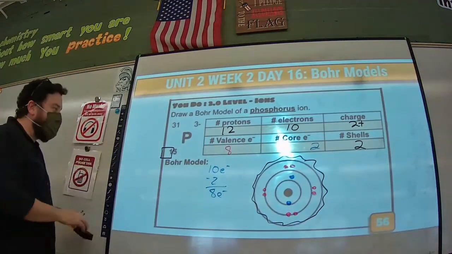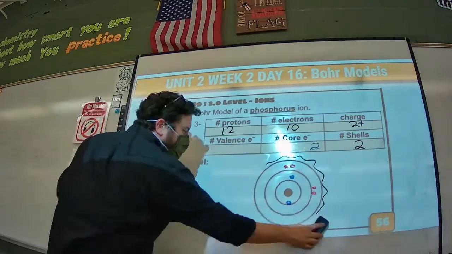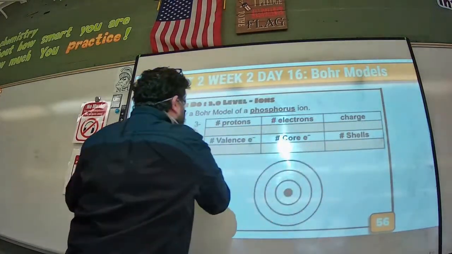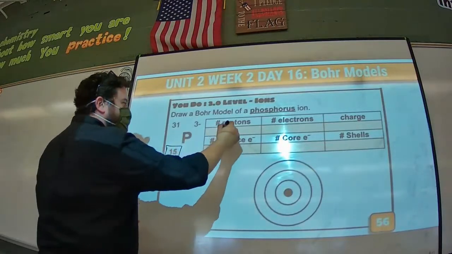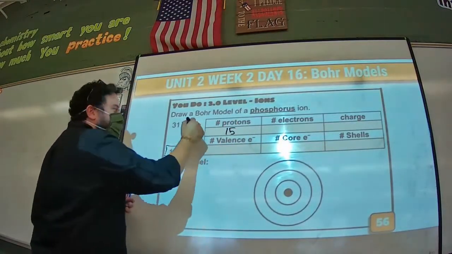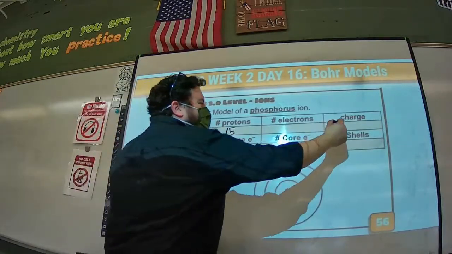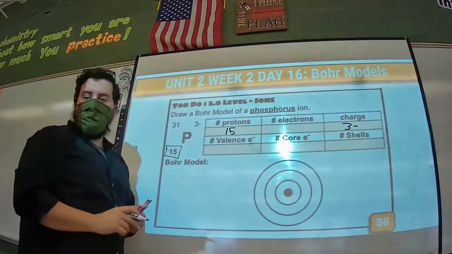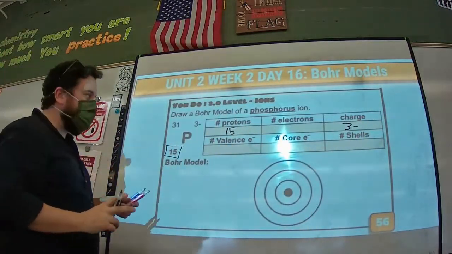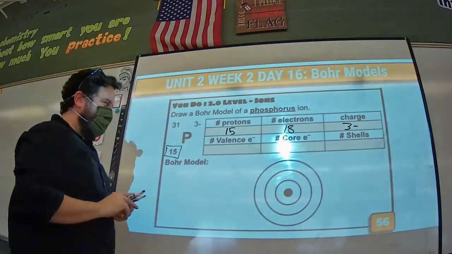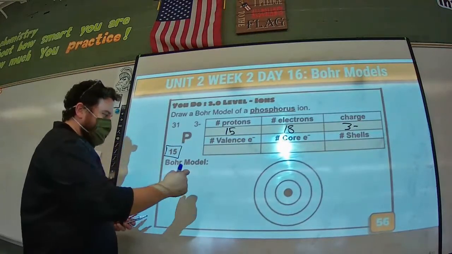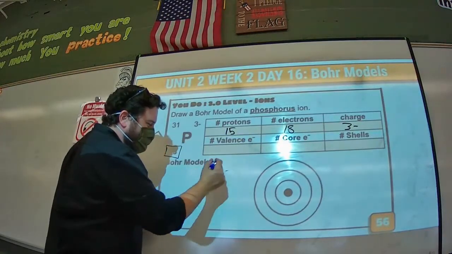Another ion, a phosphorus ion. Phosphorus has 15 protons. The atomic number is 15. It's got a 3 negative charge. That means we gained 3 electrons. If we have 15 electrons to match our protons and gain 3, that means we have 18 total that we can draw. So let's draw those. 18 electrons is what we're starting with.